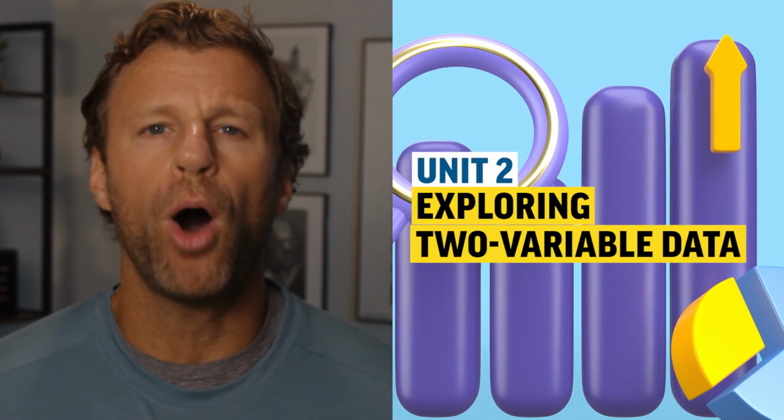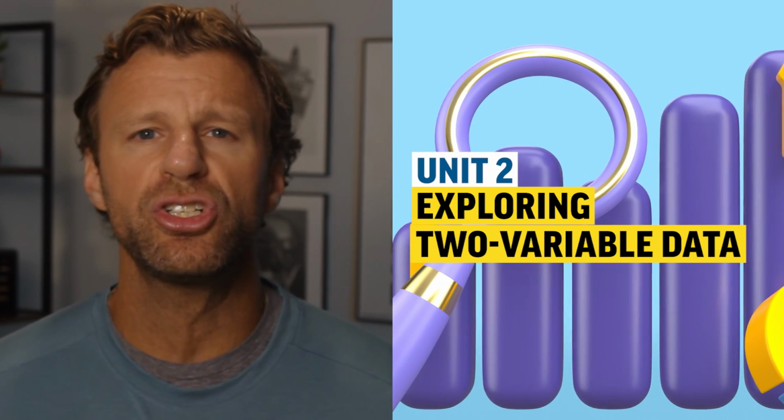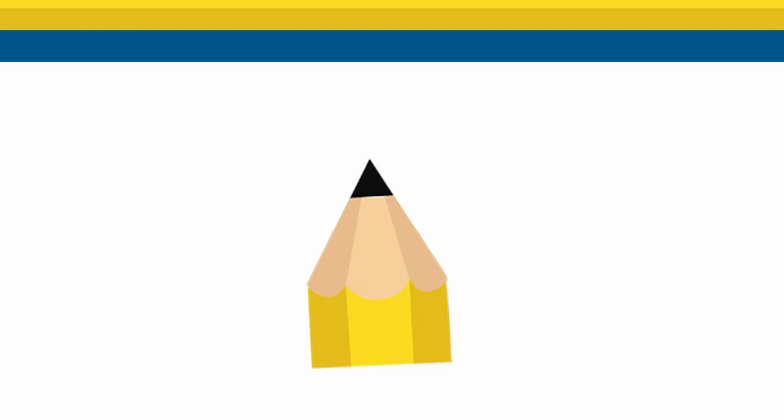Welcome to the AP Statistics Unit 2 Summary Review video, Part 2. In this video, we're going to start off by examining how we could take a look at the relationship between two quantitative variables.